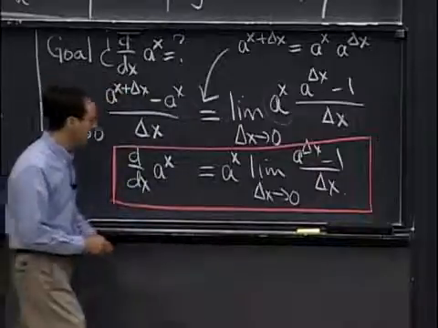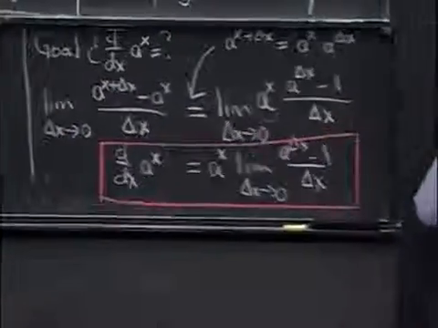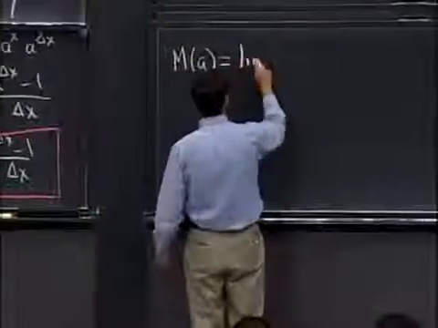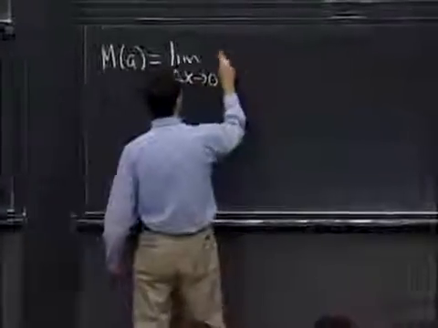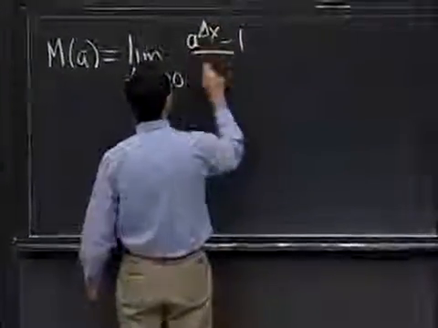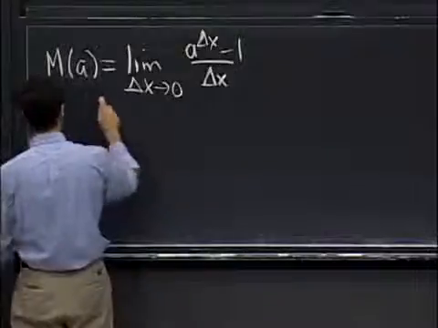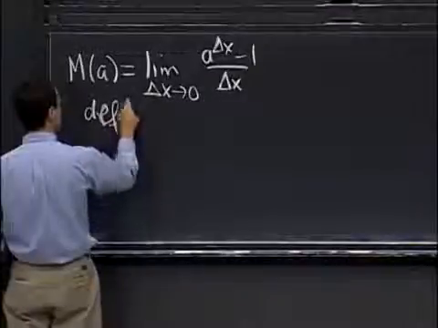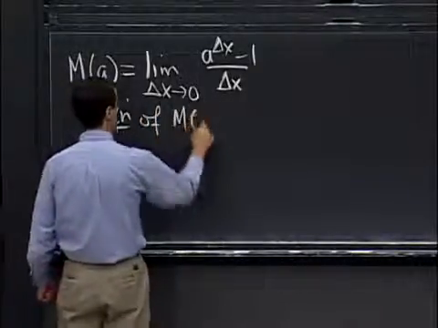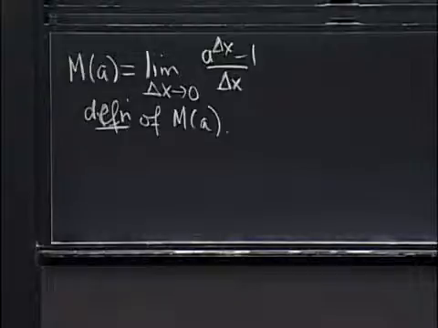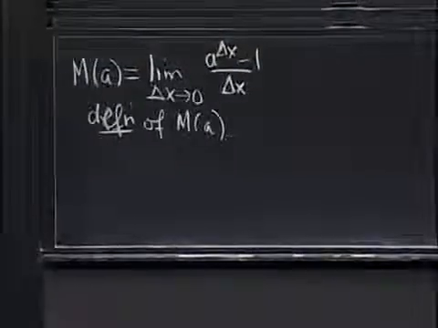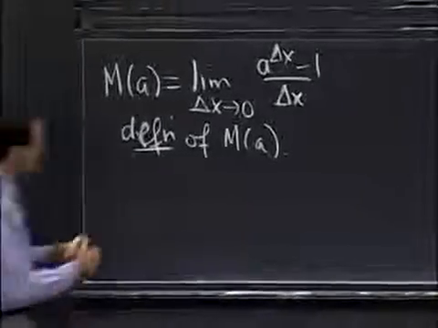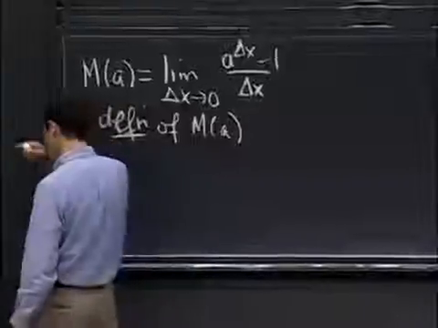I'm going to call this something, this mystery number, m of a. So I'm going to make the label m of a equal to the limit as delta x goes to 0 of a to the delta x minus 1 divided by delta x. All right, so this is a definition. This mystery number, m of a, has a geometric interpretation as well. It's a very, very significant number. So let's work out what it is.